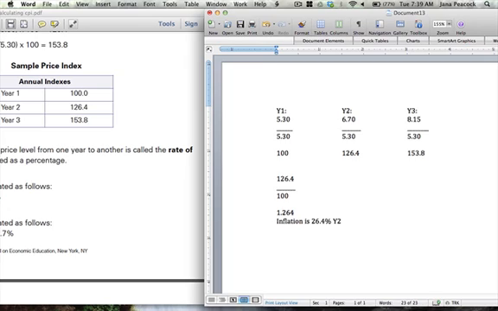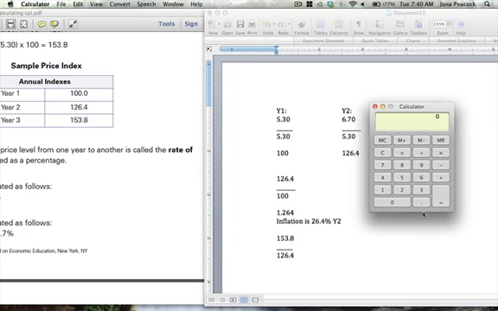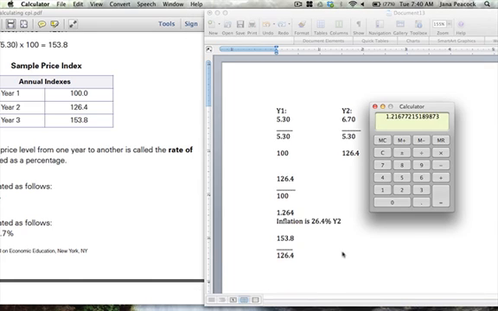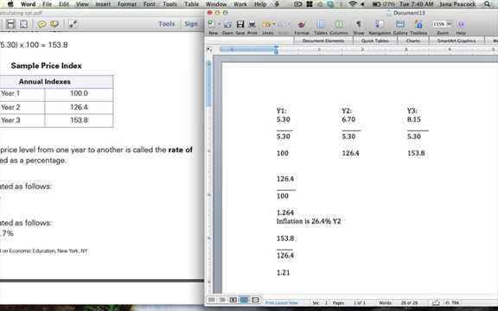For year 3, we're going to put 153.8 over year 2, 126.4, and we will come up with 1.216, or 21.6% inflation for year 3.